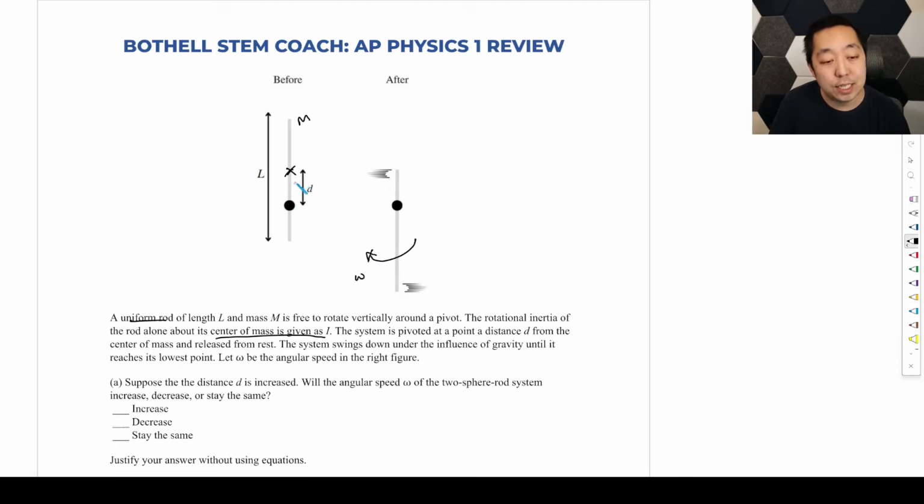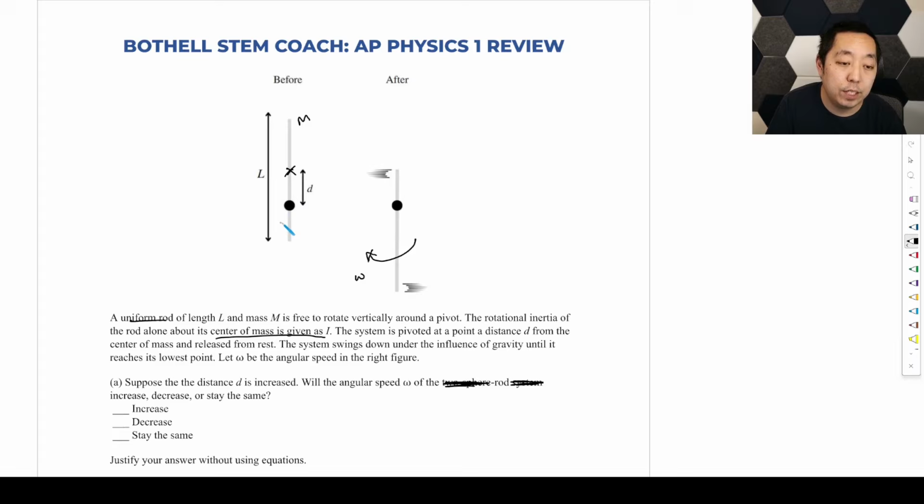Suppose the distance d is increased. Will the angular speed omega of the rod system increase, decrease, or stay the same? Oh, actually, it's supposed to say the rod system. Increase, decrease, or stay the same. So how's the angular speed going to change when we do this? Well, if we lift this up, we're going to increase the rotational inertia. So if you move this point down here, we're going to increase the rotational inertia.